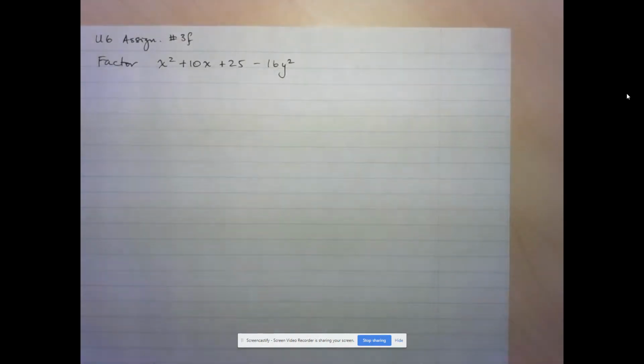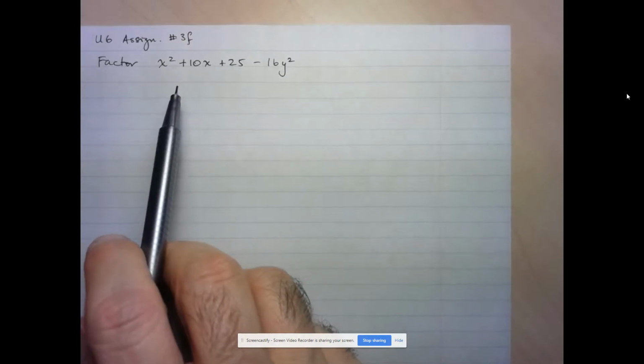Hi folks, we're going to take a look at 3F from the Unit 6 assignment. So here they want us to factor this expression.